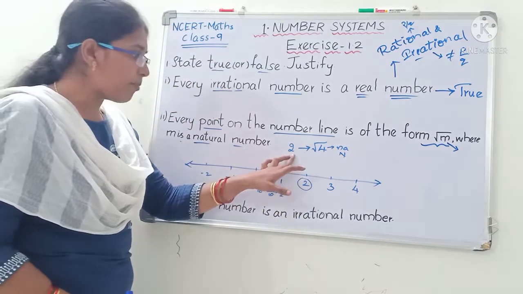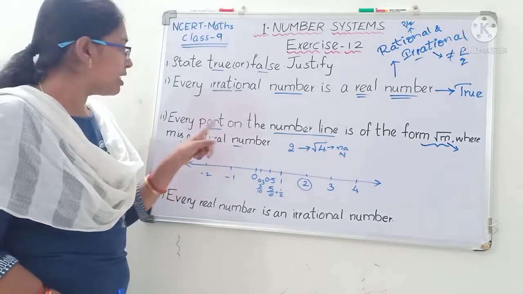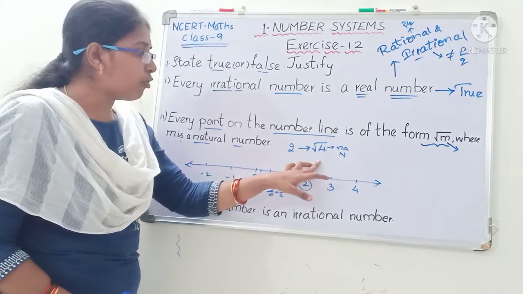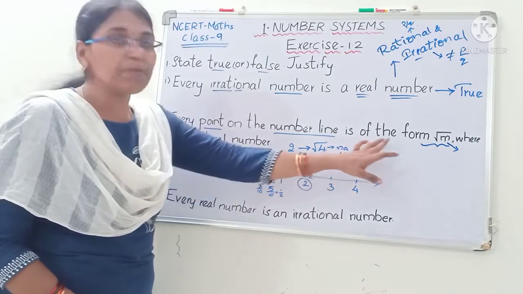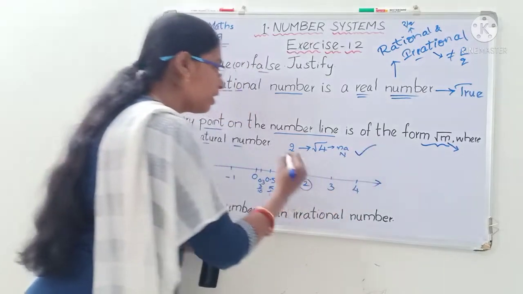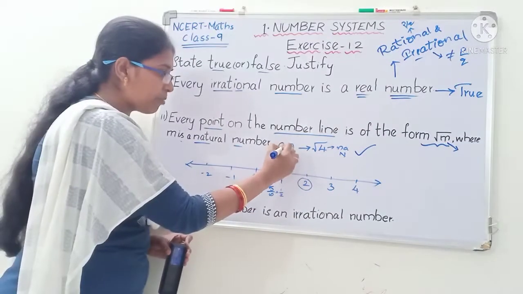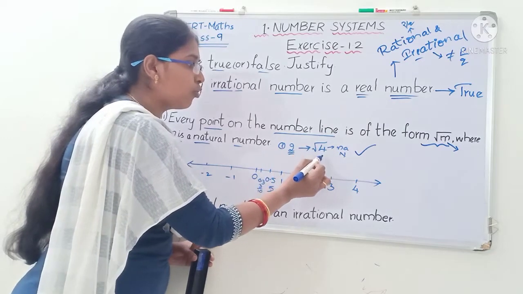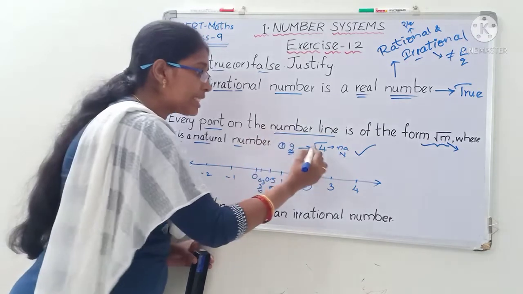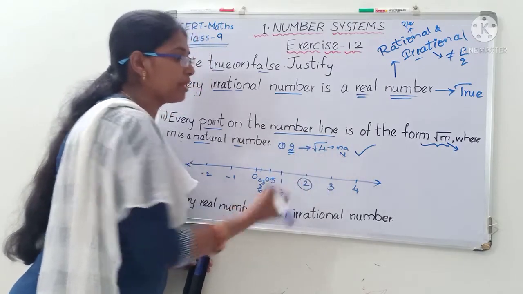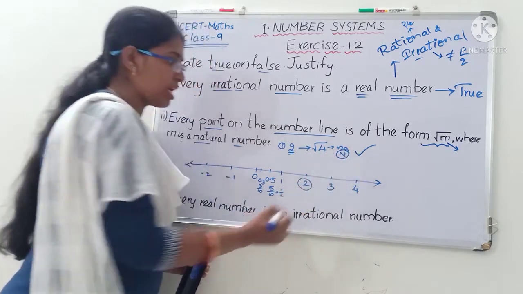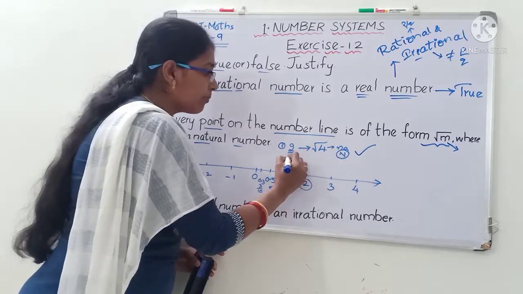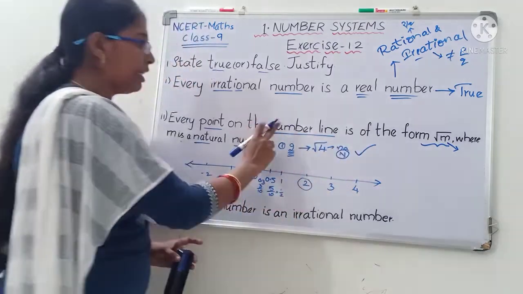If we consider the example 2, is this statement true or false? Every point on the number line is of the form root m. 2 is of the form root 4. That means 4 is a natural number here, so this statement holds true here. In the first example, the number we took is 2. 2 can be expressed as root 4, so we are able to express it in the form of root m, that is m is a natural number. N means natural numbers children. Natural numbers are denoted by N. So by considering 2 as an example, this statement is true.